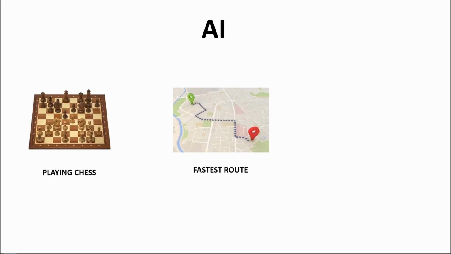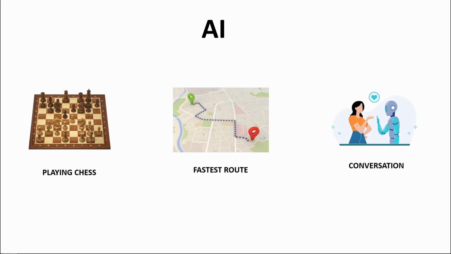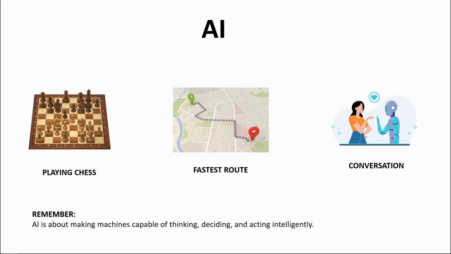If the robot can play chess, that falls under AI. If it can suggest the fastest route through traffic, that is AI. If it can hold a natural conversation with you, that is still AI. So remember, AI is about making machines capable of thinking, deciding, and acting intelligently.